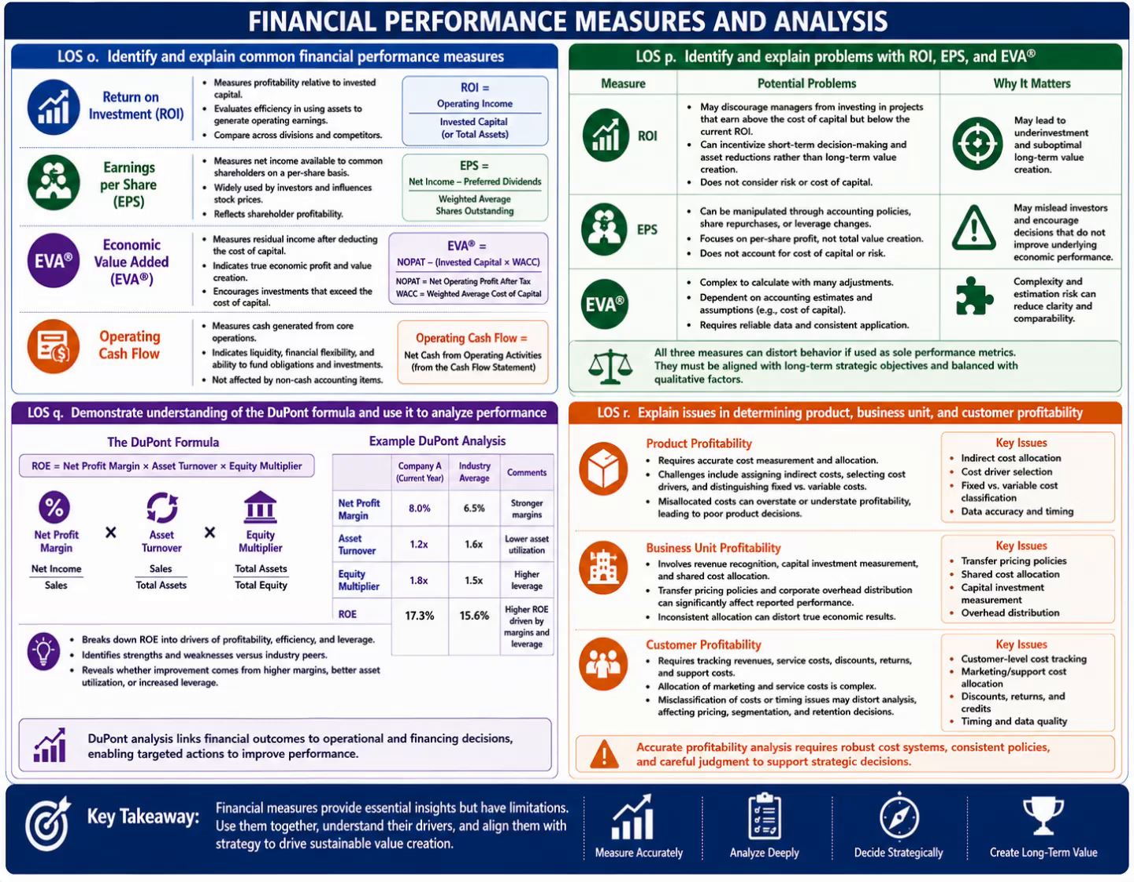Business unit profitability analysis involves evaluating revenue recognition, capital investment measurement, and shared cost allocation. Transfer pricing policies and corporate overhead distribution can significantly affect reported performance. Customer profitability requires tracking revenues, service costs, discounts, and returns. Allocation of marketing and support costs is complex. Misclassification of costs or timing issues may distort profitability analysis, affecting pricing, segmentation, and retention strategies.